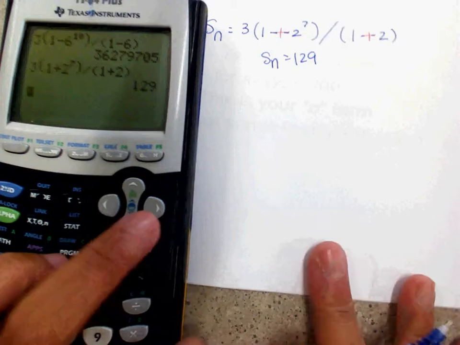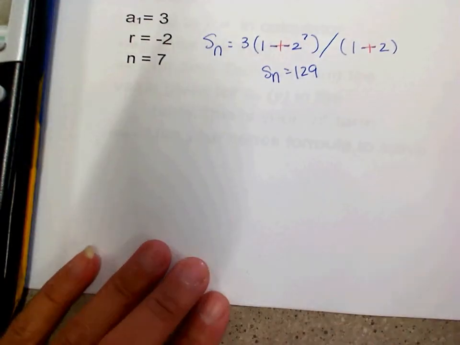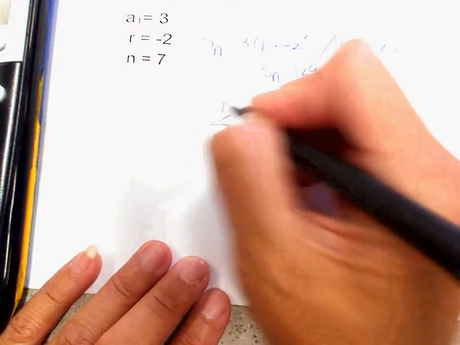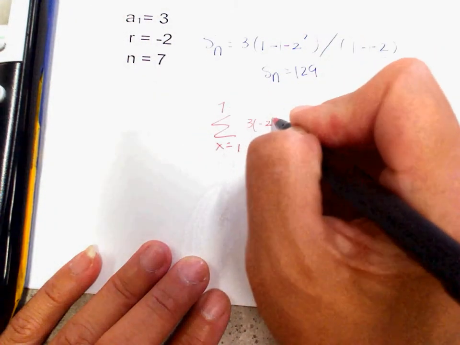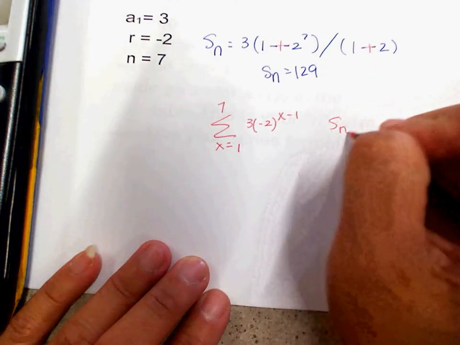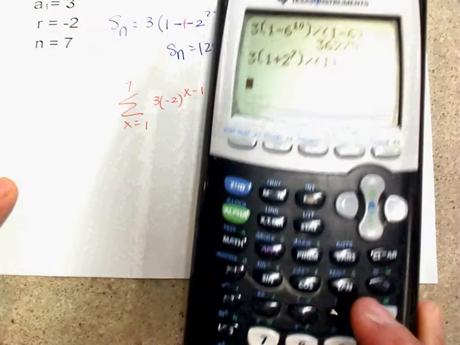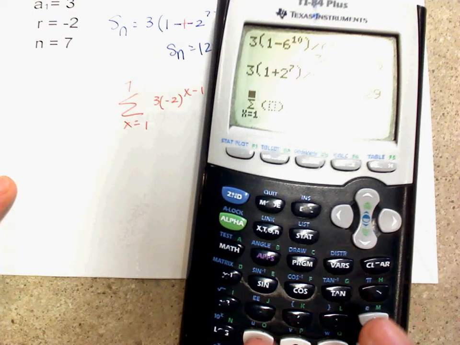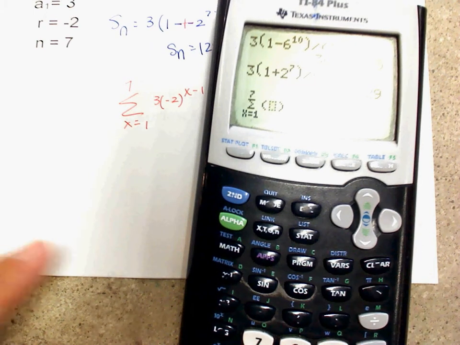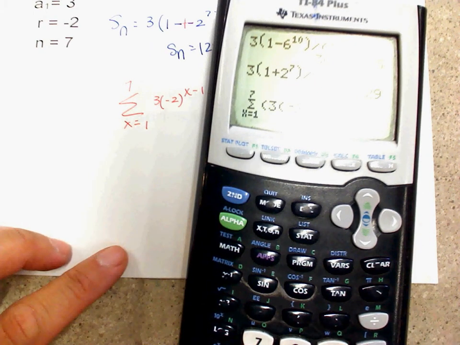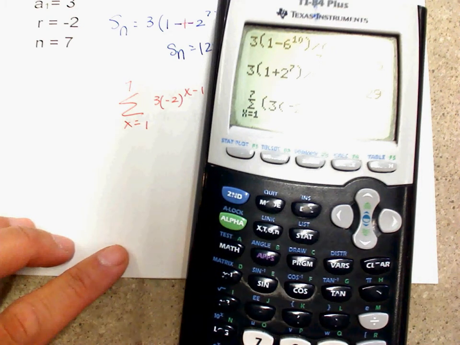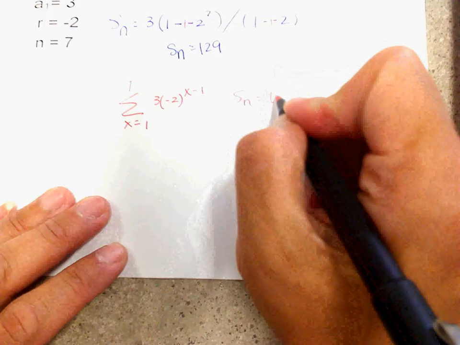Could I have done sigma? Absolutely. X equals 1, going to 7. 3 times negative 2 raised to the x minus 1. Let's see if we get the same answer. You should. Alpha window, number 2, x equals 1, right click, 7, right click, 3, parentheses, negative 2, parentheses, raised to the x minus 1. Did you guys get the same answer?